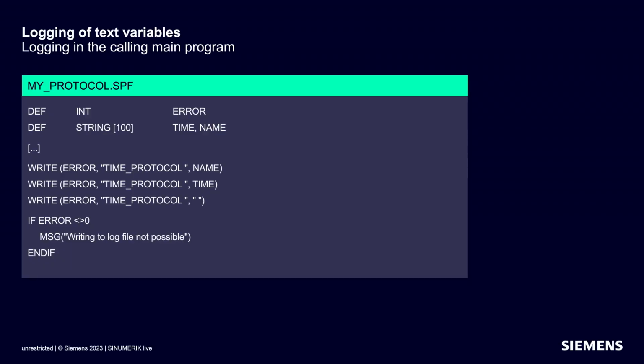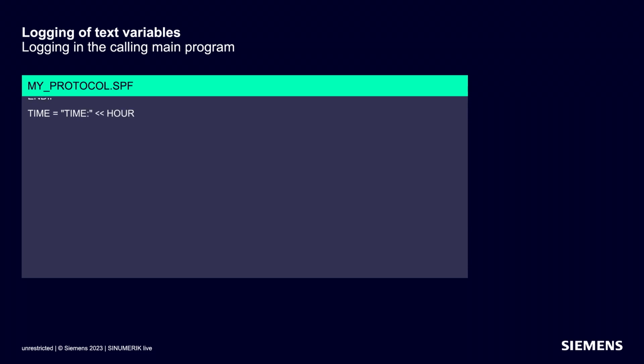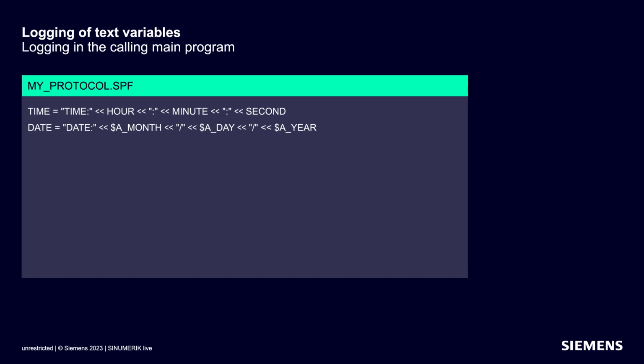Now, here's an interesting example. If, as a CNC programmer, I want to know when my program was used in production, I can write a timestamp directly into the executed CNC program. To do this, we expand the logging subprogram. The variable for time already exists, but the variable for the date is still missing. For this purpose, the month, day, and year are read from the system variables and concatenated to form a text variable. Then the write command follows again with the parameter for possible errors.